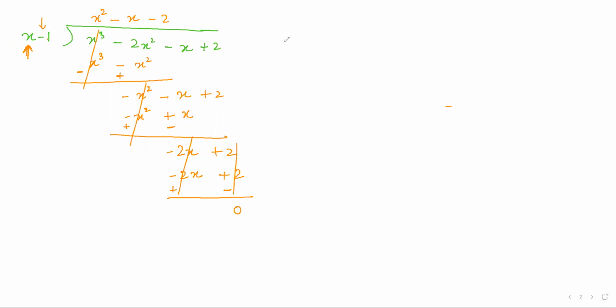So how do we write? I can write my polynomial as the one of the factors is x minus 1, and the quotient is x square minus x minus 2, plus remainder, that is 0, right? It is exactly divisible. Now again, you can see I have factorized my polynomial into two factors. One factor is this, another factor is this. But still, this factor is a quadratic polynomial, isn't it? So again, I have to break it down into linear factors. Is it okay?